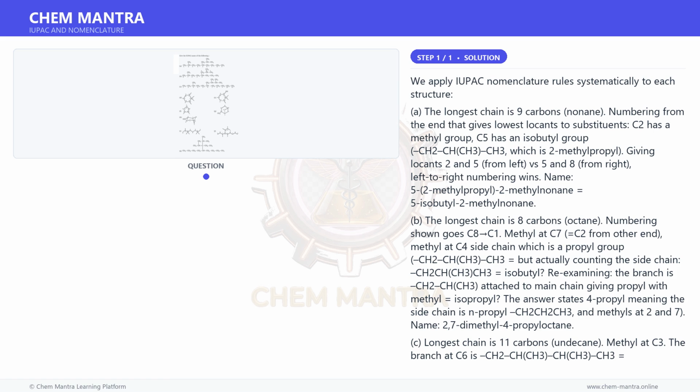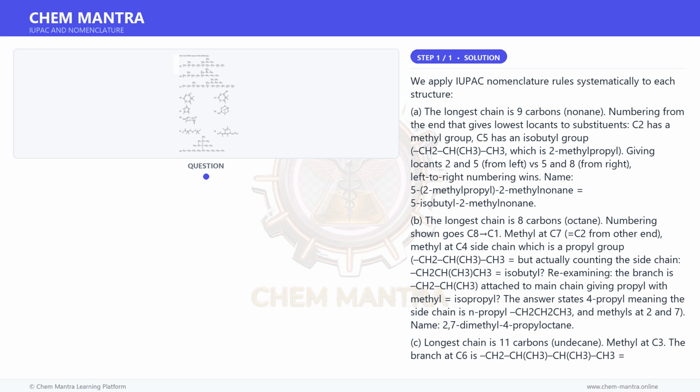J. Nonane chain, C1 to C9. Substituents: methyl at C2, methyl at C3, 1-methylpropyl at C4, methyl at C5. The group at C4 is CH(CH3)CH2CH3, which is 1-methylpropyl, not butyl, since naming as substituent gives 1-methylpropyl. Name: 4-(1-methylpropyl)-2,3,5-trimethylnonane.